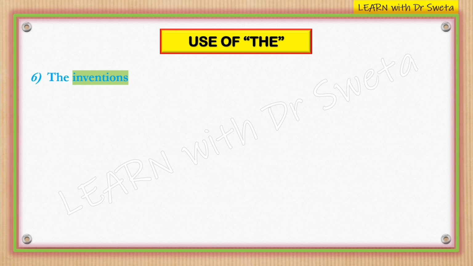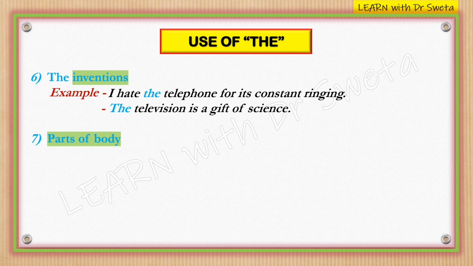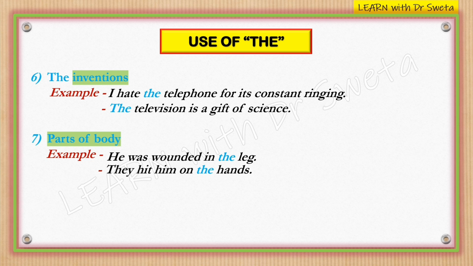"The" is also used before inventions. So, "the" is used before inventions, referring to them as a known concept. For example, I hate the telephone for its constant ringing. The television is a gift of science. "The" is used before parts of body. So, use "the" when referring to specific parts of body. For example, he was wounded in the leg. They hit him on the hands.